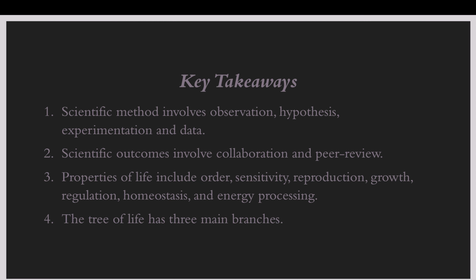The second being scientific outcomes involve collaboration and peer review, which means multiple scientists collaborating together, and peer review being journals that things are published in once they've been agreed upon by several scientists, and collaboration within the community. Properties of life, which are the 7 properties that we talked about, that something has to exhibit in order to be considered living. They include order, sensitivity, reproduction, growth, regulation, homeostasis, and energy processing.